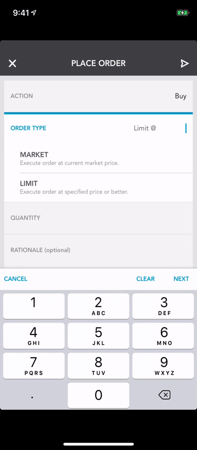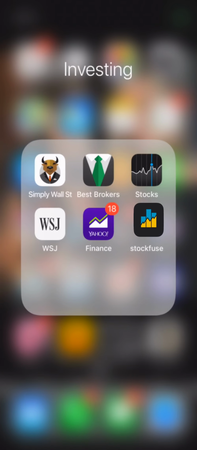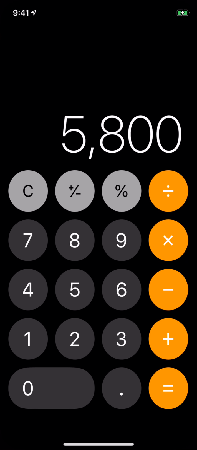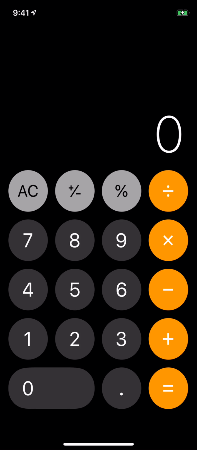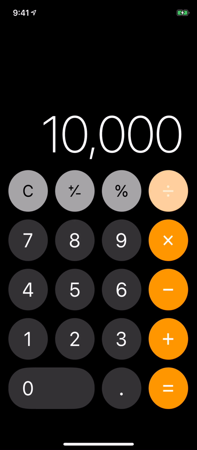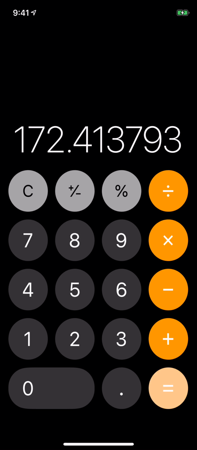So first of all, we have to figure out how much money we want to spend. This is where I would go to my calculator. It's around $58. Let's say I have 100,000 now, so this is going to change my numbers. If I say $10,000 and I divide it by 58, that's 172 shares. So I'm going to buy 175 shares of Southwest Airlines.